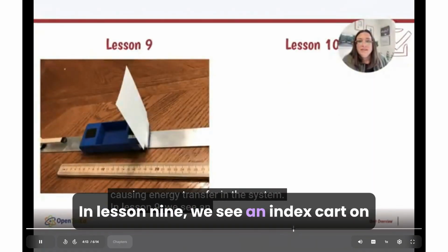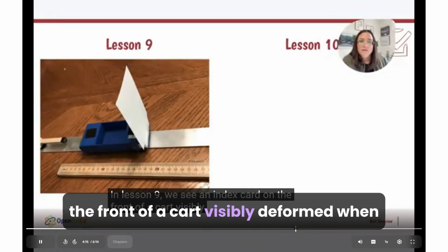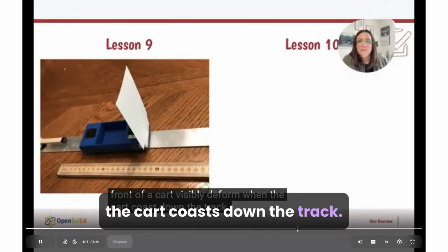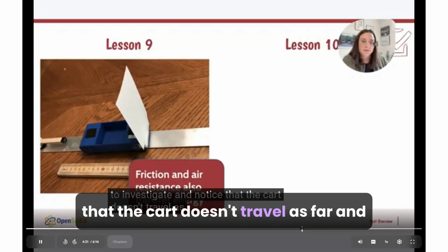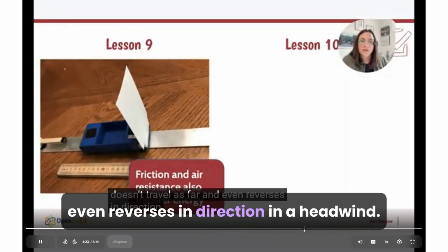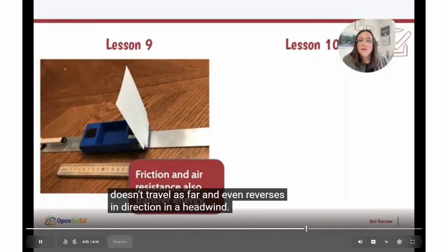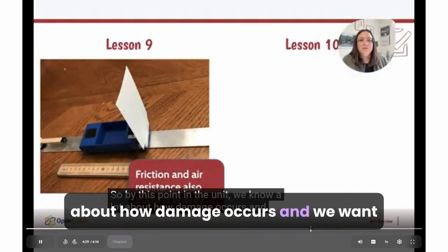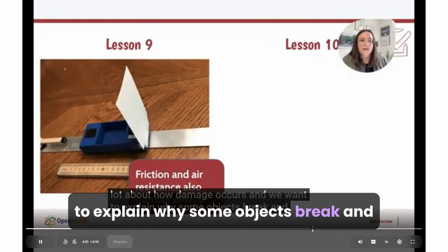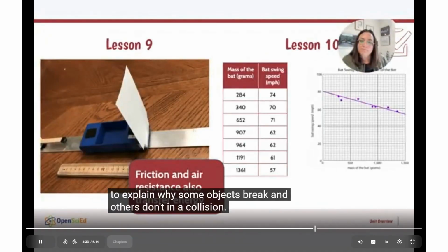In lesson 9, we see an index card on the front of a cart visibly deform when the cart coasts down the track. We continue to investigate and notice that the cart doesn't travel as far and even reverses in direction in a headwind. So, by this point in the unit, we know a lot about how damage occurs, and we want to explain why some objects break and others don't in a collision.